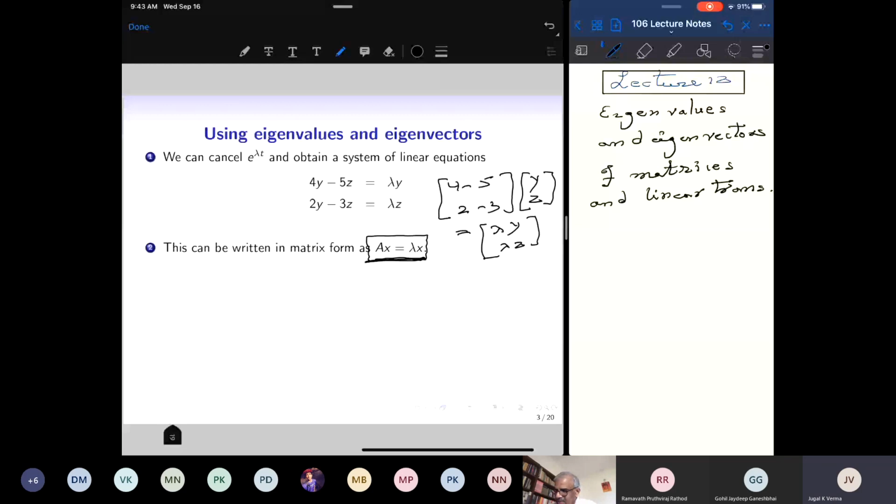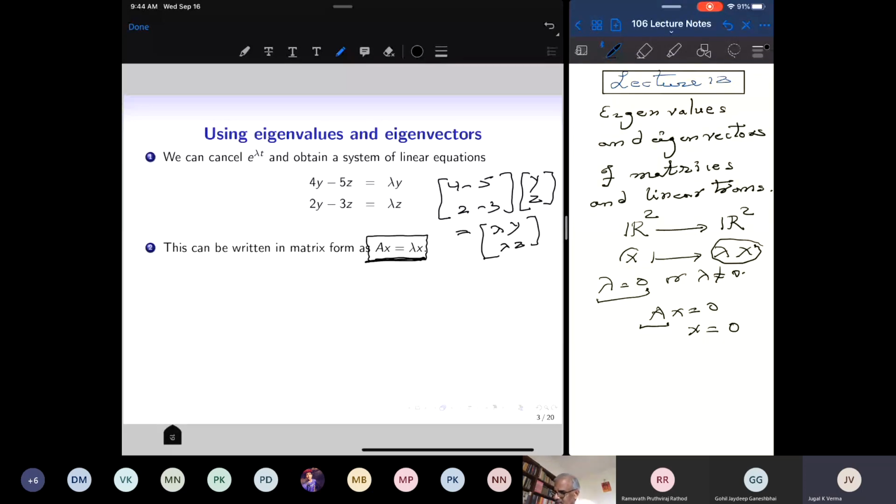X is a vector. So what is really going on? This matrix gives rise to a vector valued function from R2 to R2. And here is my vector x, which is being mapped to a multiple of x. So lambda could be 0 or non-zero. If lambda equals 0, then Ax will be equal to 0. But A is an invertible matrix, so that will say x equals 0. If lambda is not equal to 0, then lambda x is not equal to 0. A non-zero vector is mapping to a non-zero vector lambda x, a multiple of x.